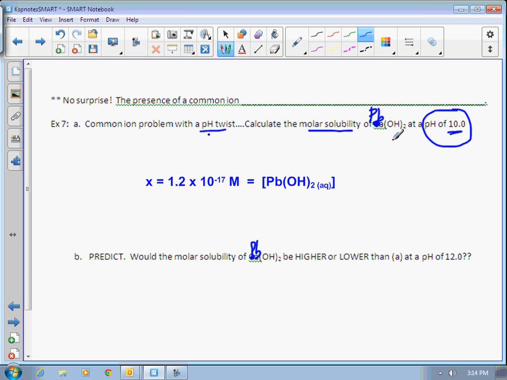So a pH of 10, well, that's basic, right? So that already implies that you have some hydroxide sitting there, and you want to see how soluble lead hydroxide would be in this environment. All right, so go ahead again, pause, set up your ICE table, make sure you put in the appropriate amount of hydroxide for your initial hydroxide ion concentration, and see if you can get this answer.